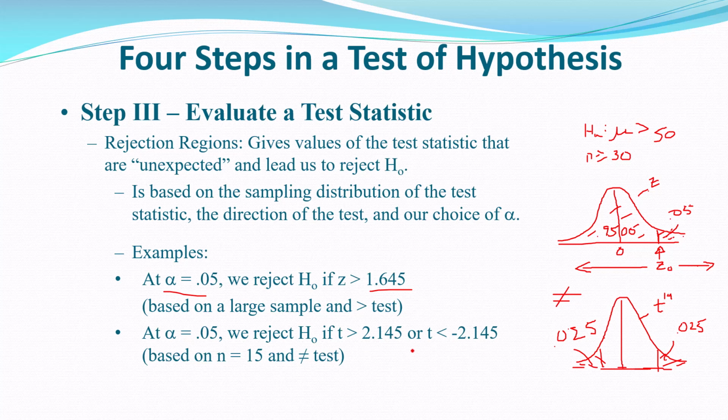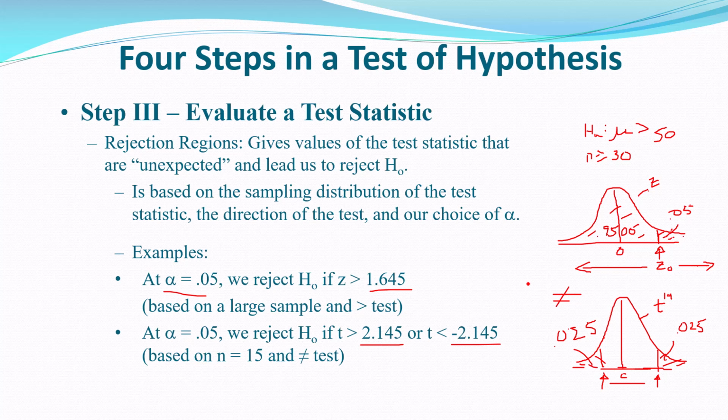At alpha equal 0.05, we'd reject. When you go to that t-table, that inverse function, you get the value plus and minus 2.145. What we're saying is if the null hypothesis is true, we expect the test statistic to fall within a certain range. That's what rejection regions do. We always specify rejection regions; they give values of the test statistic that are unexpected and lead us to reject. So I expect the value of the test statistic to be between 2.145 and negative 2.145. In the previous example, I expect the test statistic to be less than 1.645.